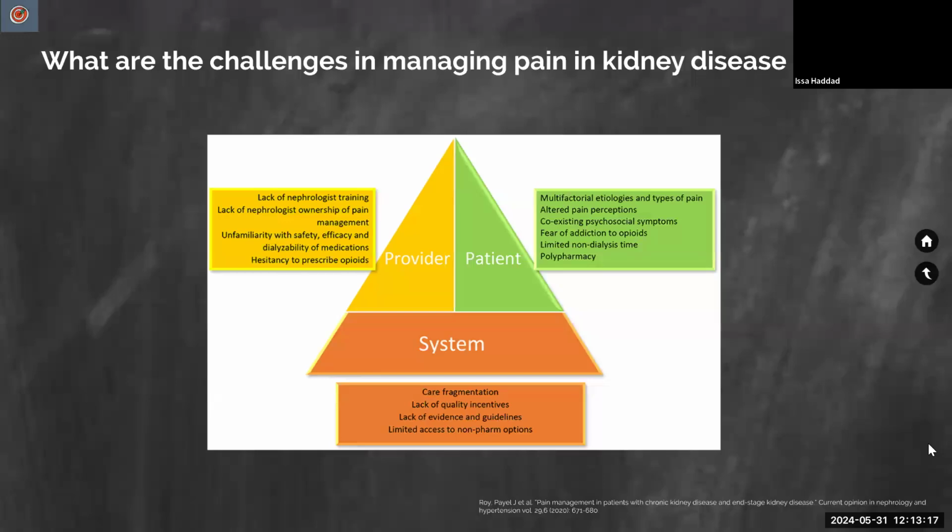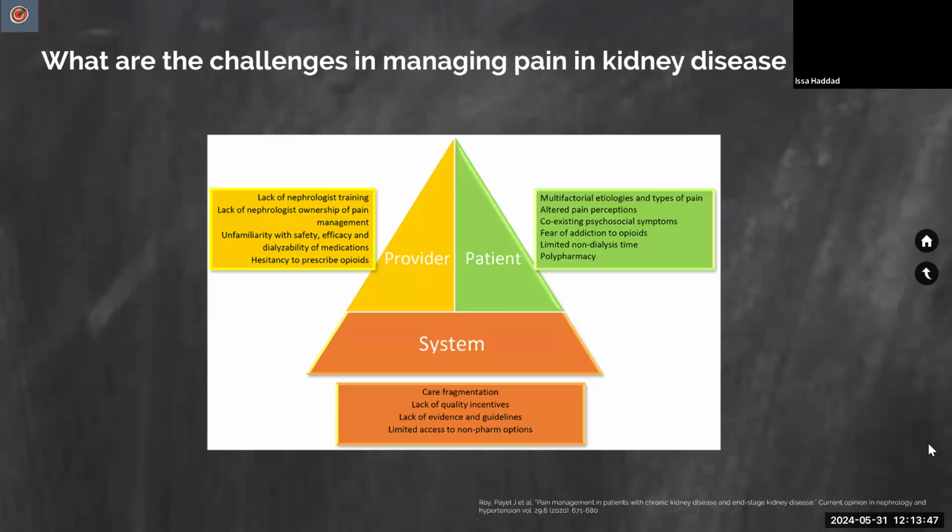Do I need to redose this medication or not? And hesitancy to prescribe opioids just because of the opioid crisis that's going on. Patient-wise, there are multifactorial etiologies of types of pain. Sometimes different people have different perceptions of pain. Polypharmacy, many people have interactions with pain medications. And system-wise, there is actually lack of quality incentives, care fragmentation, lack of evidence.